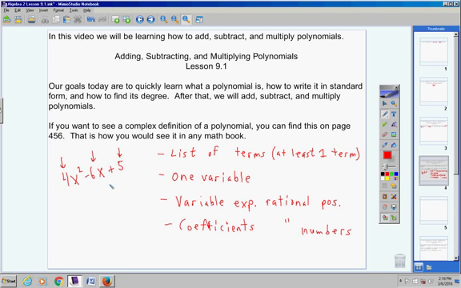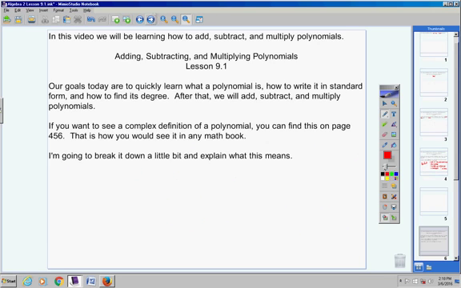Now, I would not get hung up too much on this definition here. I'm going to give you some on quizzes and tests where I ask you, is this expression a polynomial? But we're going to practice some of those in your homework, and I think that'll help a lot, okay? So make note of this and let's move on. I'm going to break it down a little bit and explain what this means. I just did that, so we're moving on.